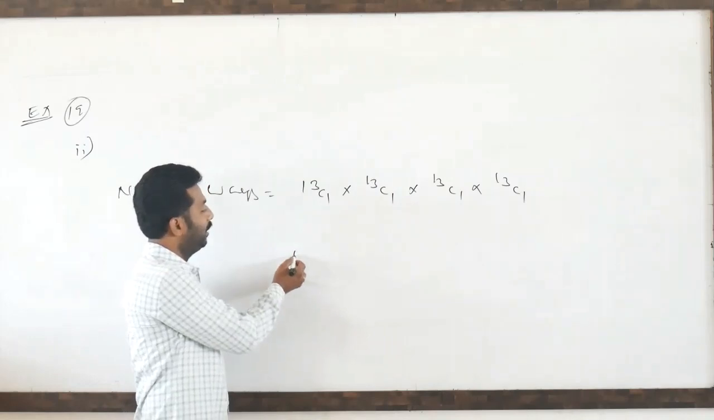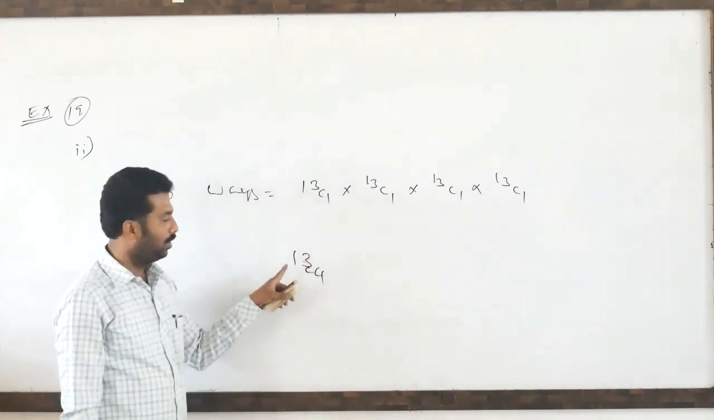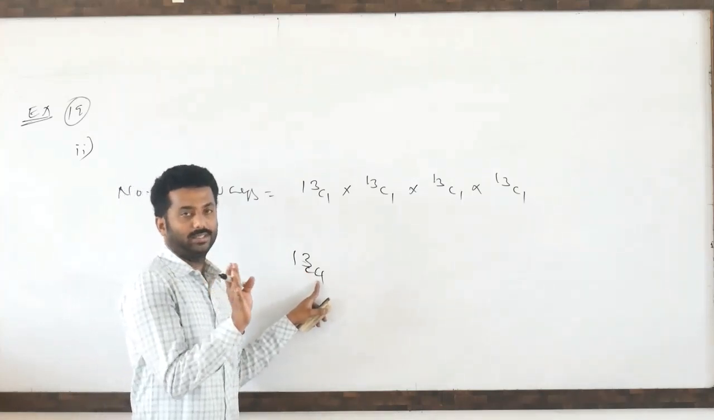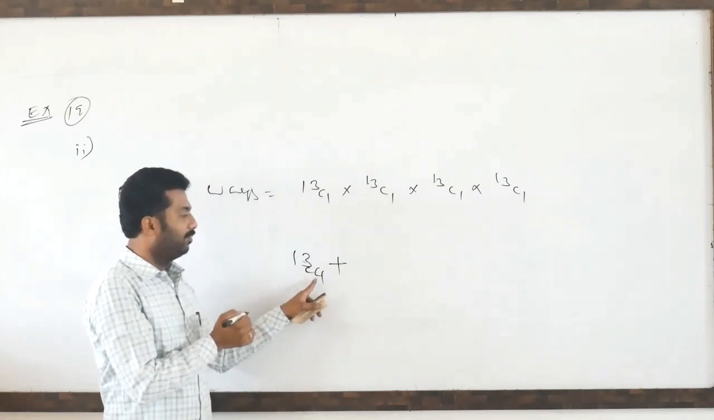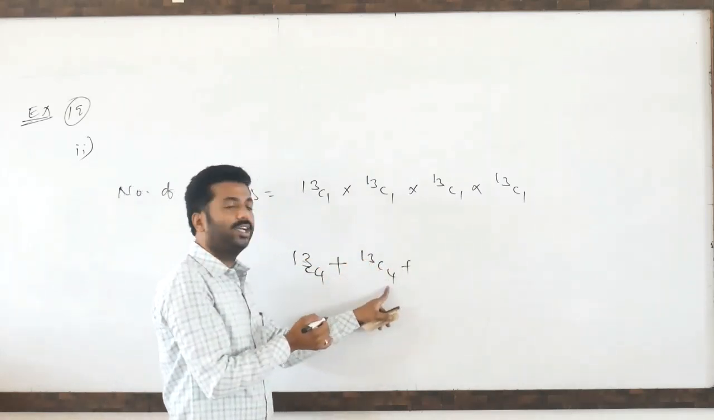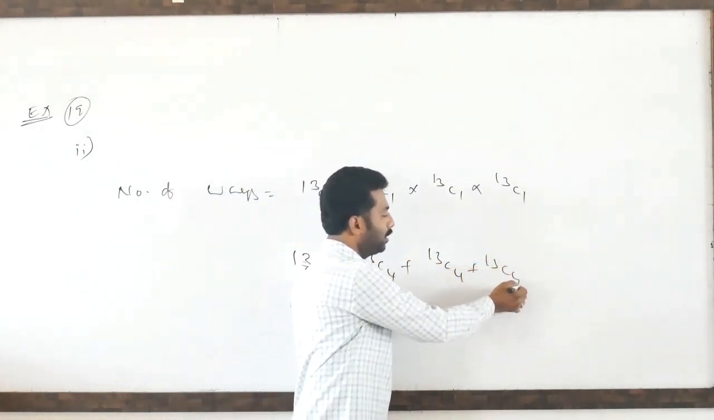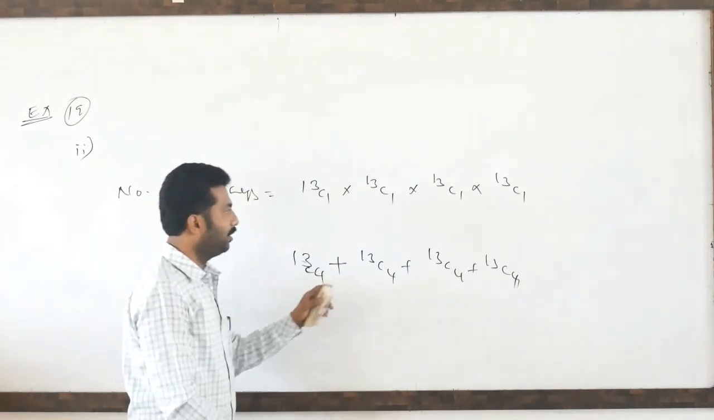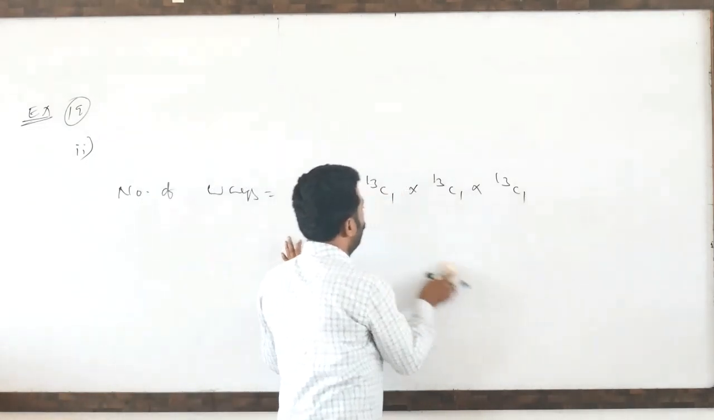Previously, listen here, for the first case we selected 4 cards from one suit, and our selection is also 4 cards, so our work is completed. Work is completed means plus, OR: 13C4 OR 13C4 ways. Like that we selected. But in this case, we select one card from every suit.